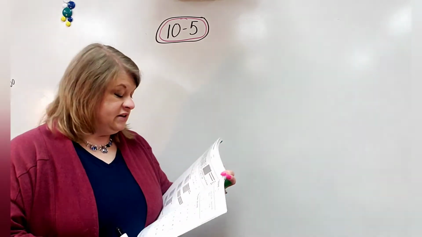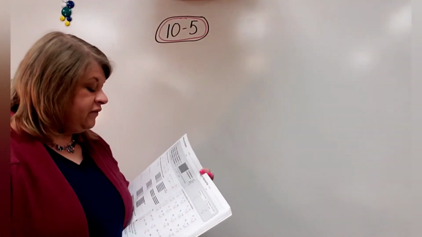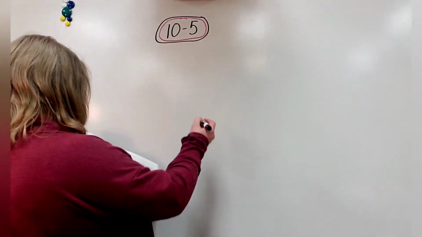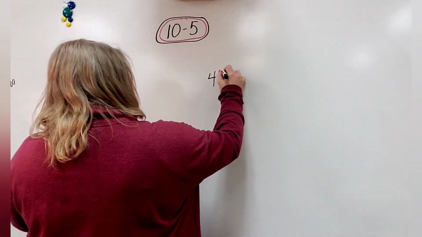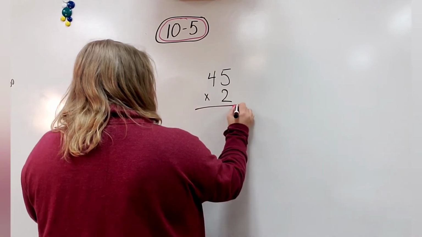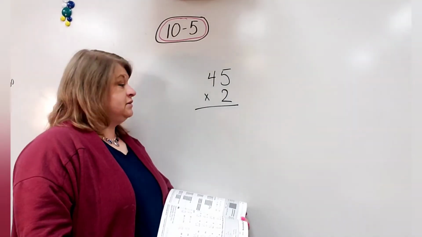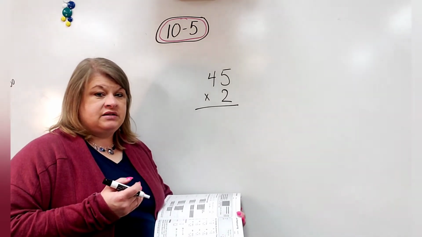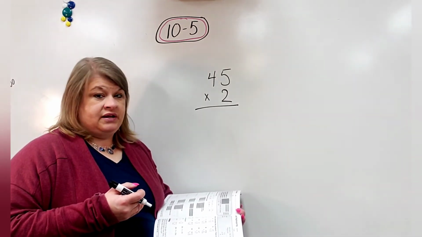Let's do a couple of these together. Don't worry about the rounding part right now. I just want you to do the multiplication. Number 1, 45 times 2. Let's start with this. In your book, I want you to try this on your paper. Start in your ones place.